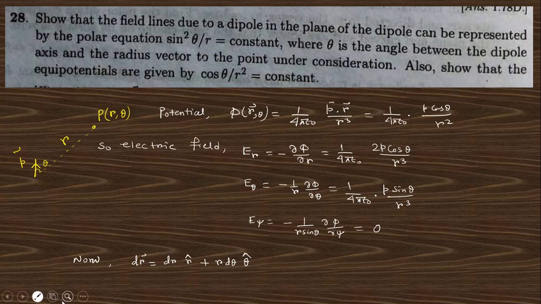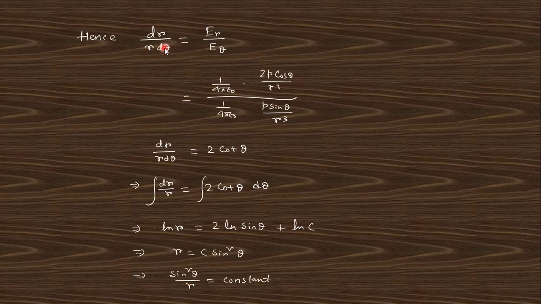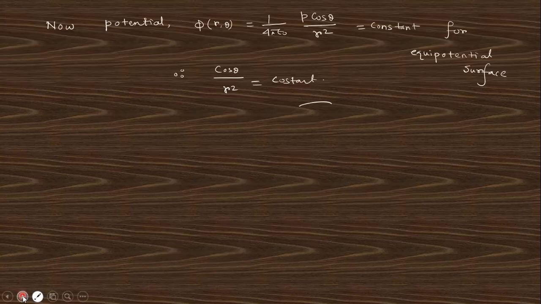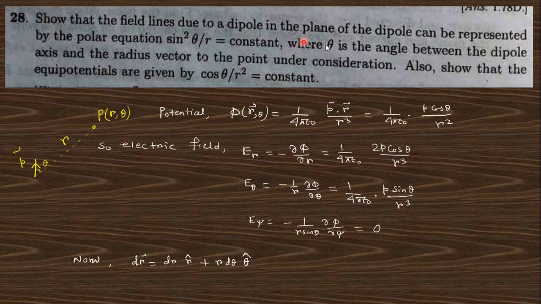So if you compare the coefficients of r cap and theta cap, and putting this value, you will get 2 cot theta, and just separating out, you will be integrating, then you will get sin square theta by r equals constant. I think that is clear. And this was for the equipotential surface. This potential must be constant. So if you put this as a constant, you will get cos theta by r square equal to constant, which needs to be proved here. So the equipotential surface is given by cos theta by r square equal to constant.